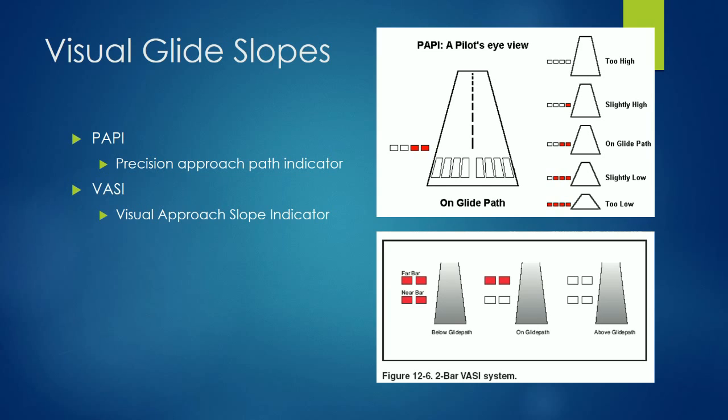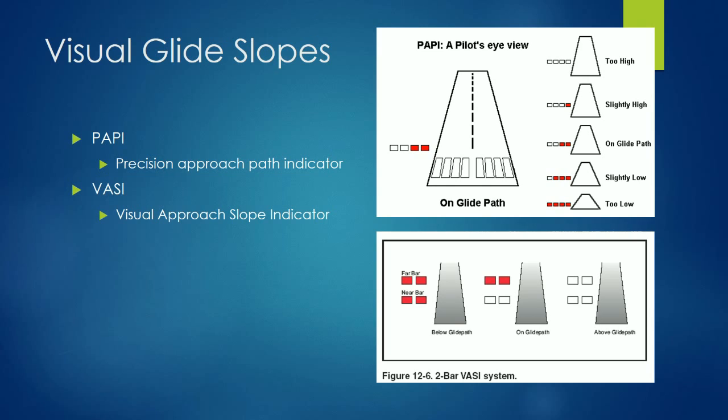There's actually multiple variations, but this is probably the most common, so it's what I'm going to talk about in the bottom right picture. The lights change 2 at a time, so you'll either have 4 red lights, 2 reds and 2 whites, or all 4 white lights. But it works the exact same way. All 4 red lights means you are too low. Red and white means you're on glide path, and all 4 whites means that you're above the glide path.